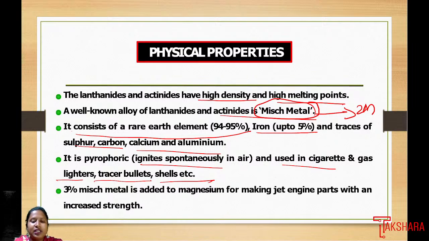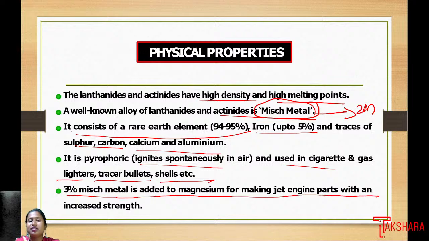Then 3% mish metal is pyrophoric, and it is used in cigarettes, gas lighters, tracer bullets and shells. Then 3% mish metal is added to magnesium for making jet engine parts with an increased strength.